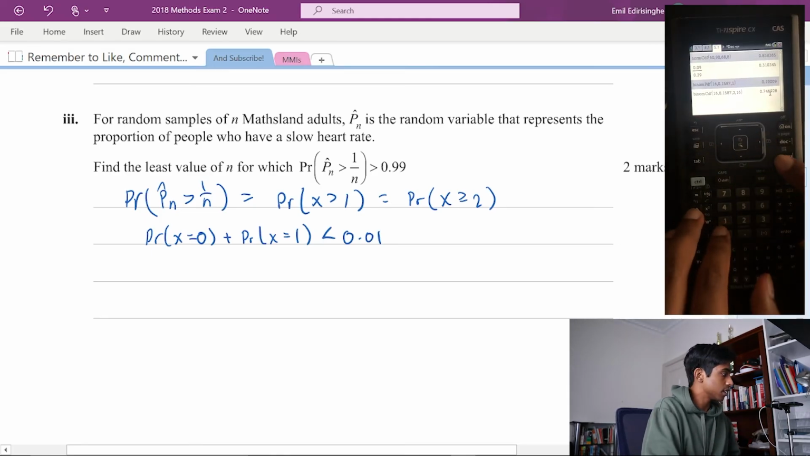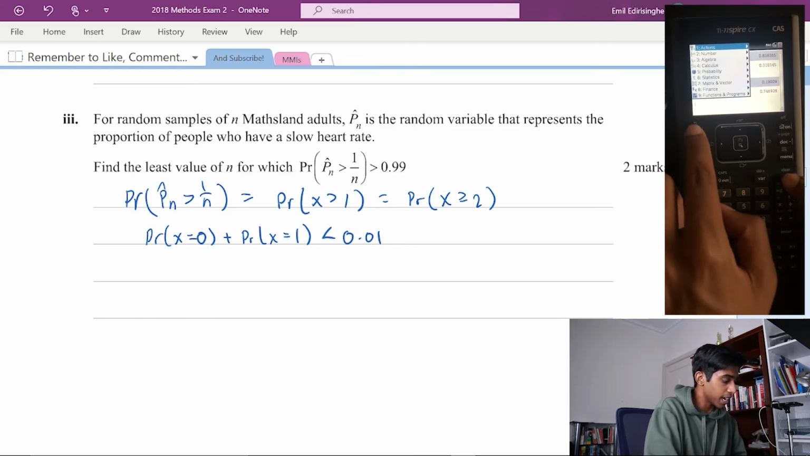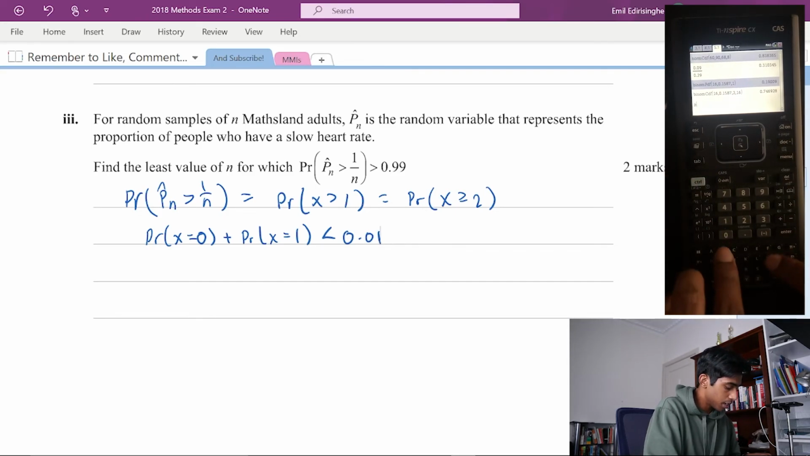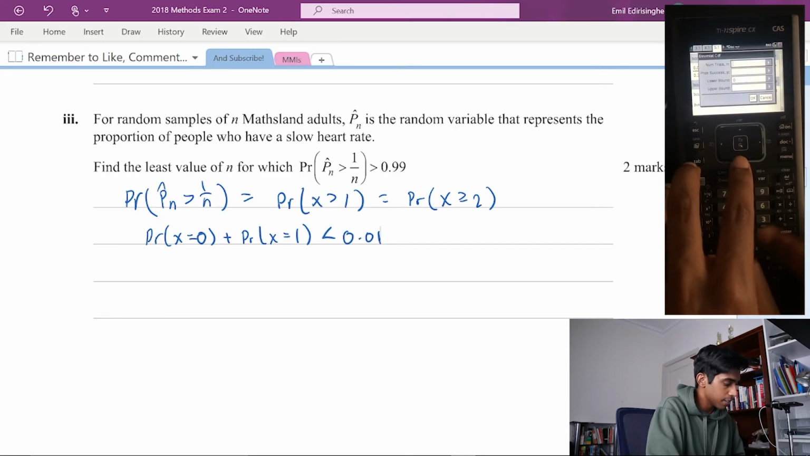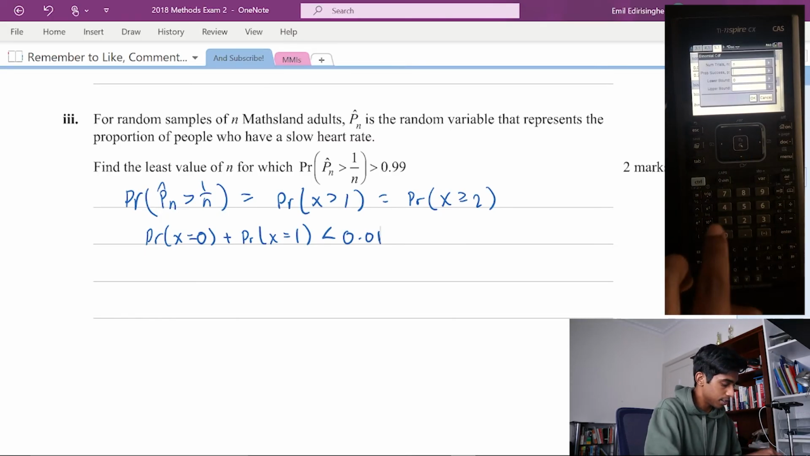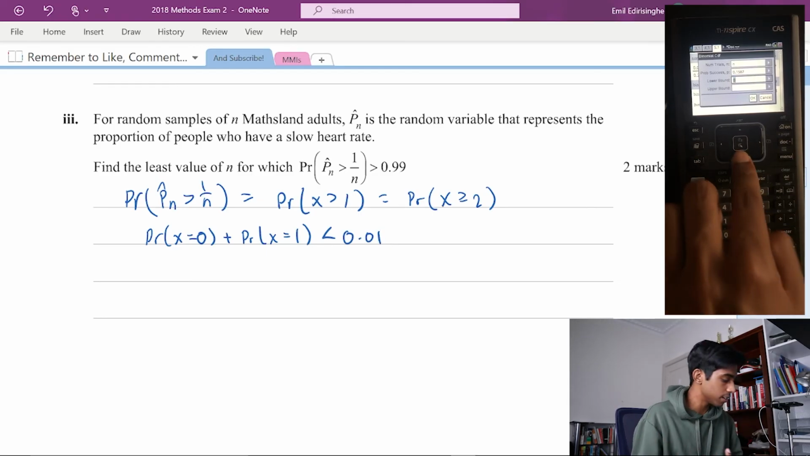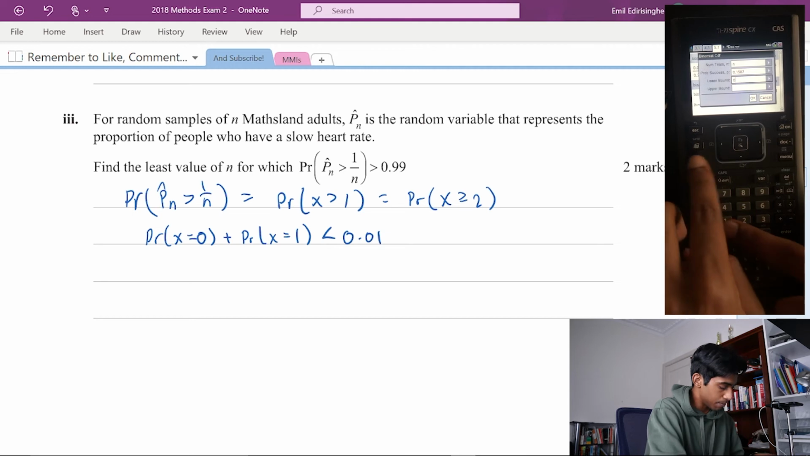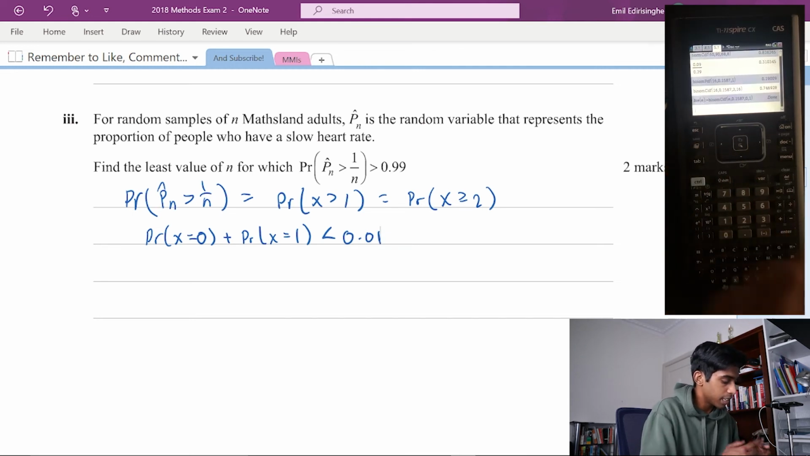The way we do this is we hit menu. First we actually define a function, so we call it bin of n, and go menu 5 5 B. So this is binomial CDF. We have n trials, the probability of success is 0.1587 from above, then we have our lower bound 0 and our upper bound 1. And then we put this in.